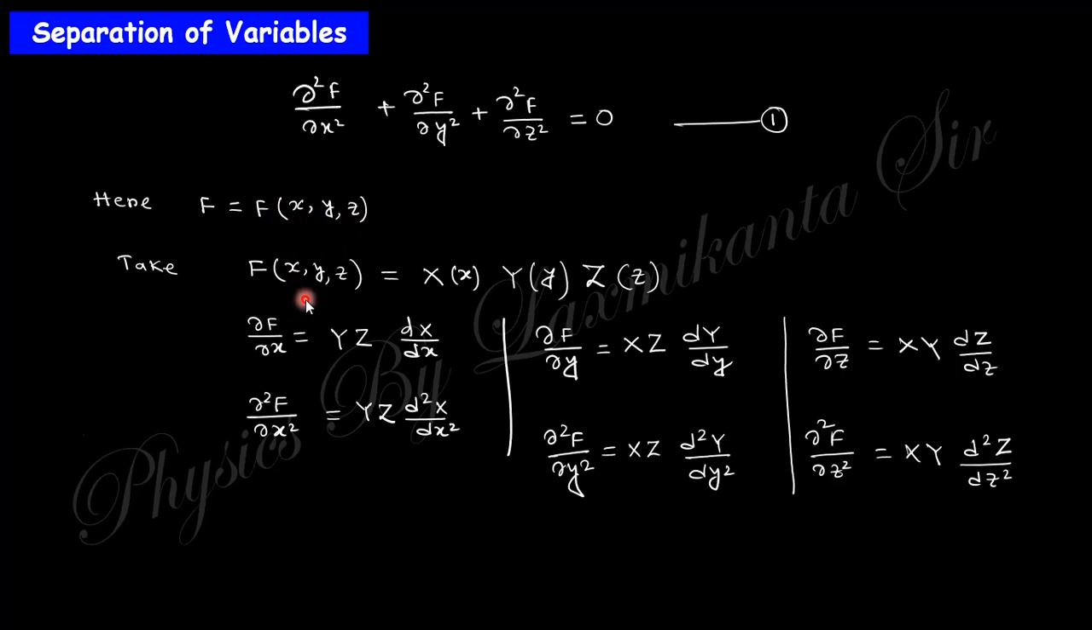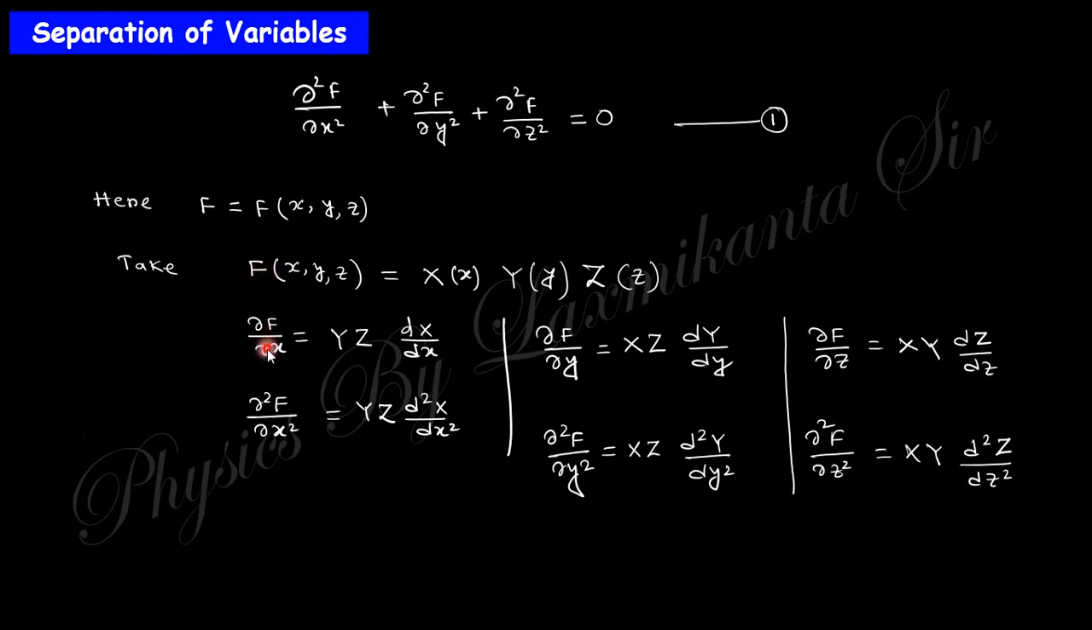Now, to use separation of variables, we can take this function as a product of functions of x, y and z. Clear? So f can be taken as X into Y into Z, where X is a function of x, Y is a function of y and Z is a function of z. Very simple.